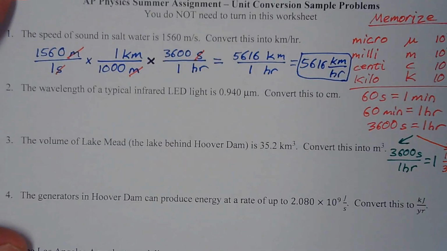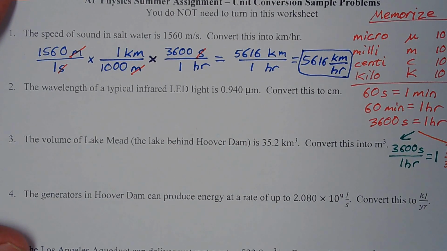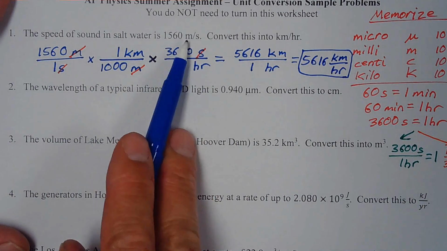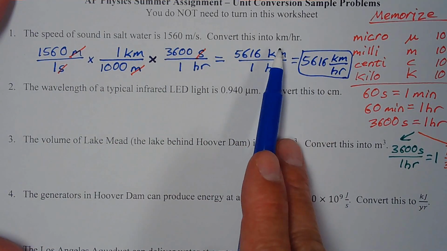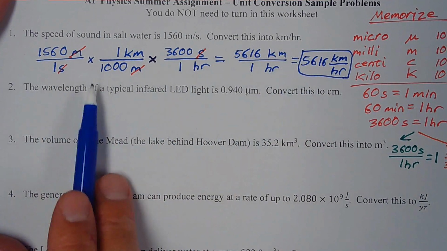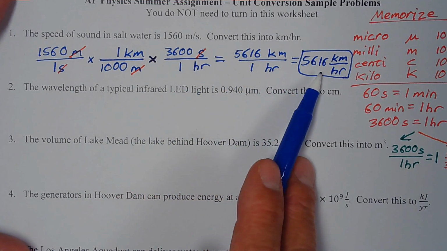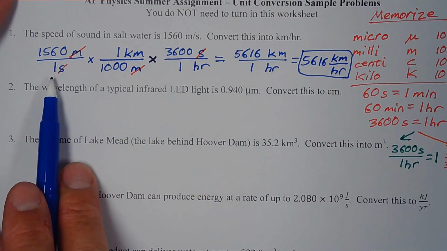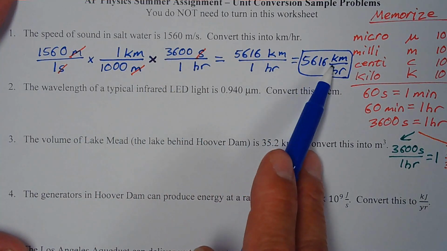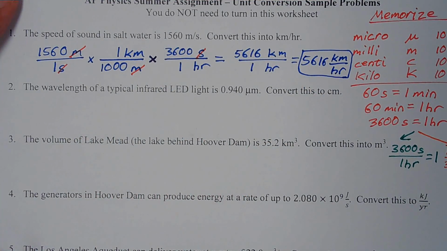Okay, so that is our answer there. That's how we got that using the factor label method. We started with the quantity we're given, we keep in mind the units that we want, and we multiply by conversion factors until the units we don't want go away, and the units we do want are all that's left.